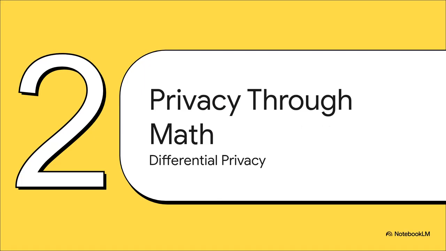This is where a much smarter and more modern approach comes into play. It's a field of math and computer science called differential privacy. And the important thing to know is that it's not just a guideline or a best practice. It is a formal, provable mathematical guarantee of privacy.